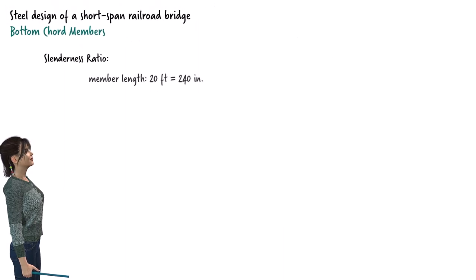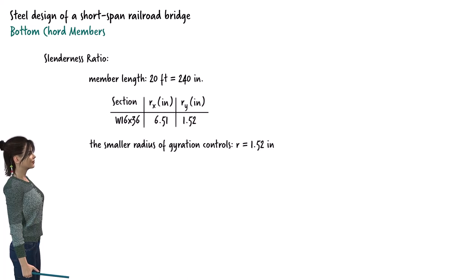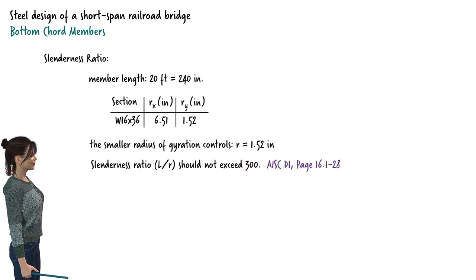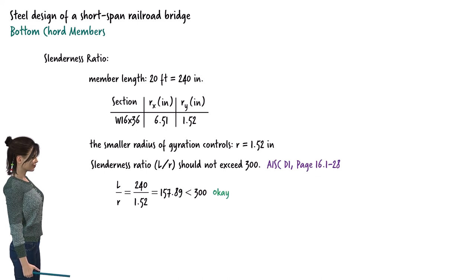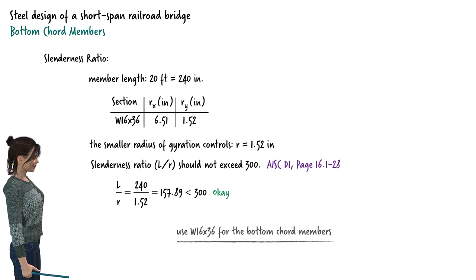The length of each bottom chord member is 240 inches. The radii of gyration for W16/36 are as follows. The smaller value controls the design. According to the AISC specification, the unbraced length of the member divided by the governing radius of gyration should not exceed 300. In this case, L over r is less than 300. Since this and the other design conditions have been met, we can use W16 by 36 for the bottom chord members of the truss.